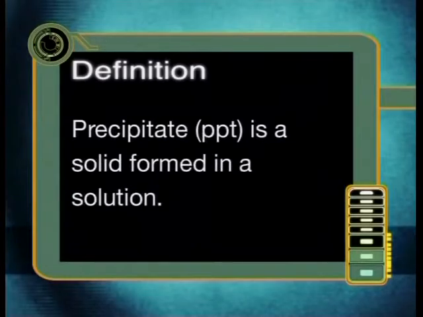In chemistry, a precipitate is a solid that is formed in solution as a result of a chemical reaction. The abbreviation for the term precipitate is PPT. This is an important term, so please learn it. A precipitate, abbreviated PPT, is a solid formed in a solution.